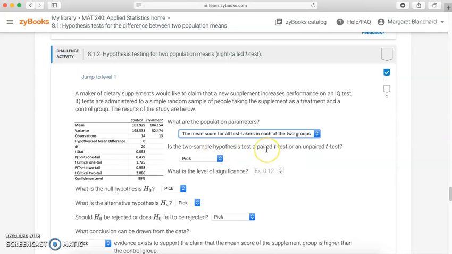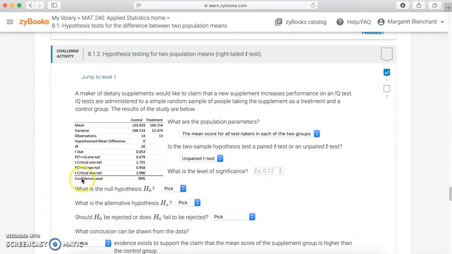Is the two sample hypothesis a paired test or unpaired test? It is unpaired because we're not linking one specific observation from each of the groups. We're just looking at the mean in each of those two groups and comparing the treatment group and then the control group. Because in this case, you have two different groups of people: the control and the treatment.